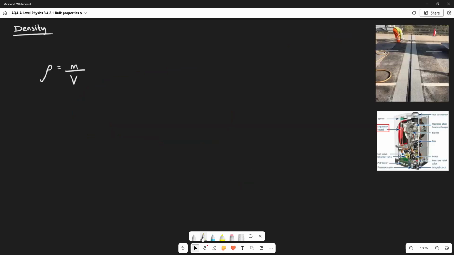Density is a description of how concentrated mass is. Mass in physics tends to be measured in kilograms, and volume in meters cubed. So the unit of density would be measured in kilograms per meters cubed. How many kilograms do we have in 1 meter cubed?